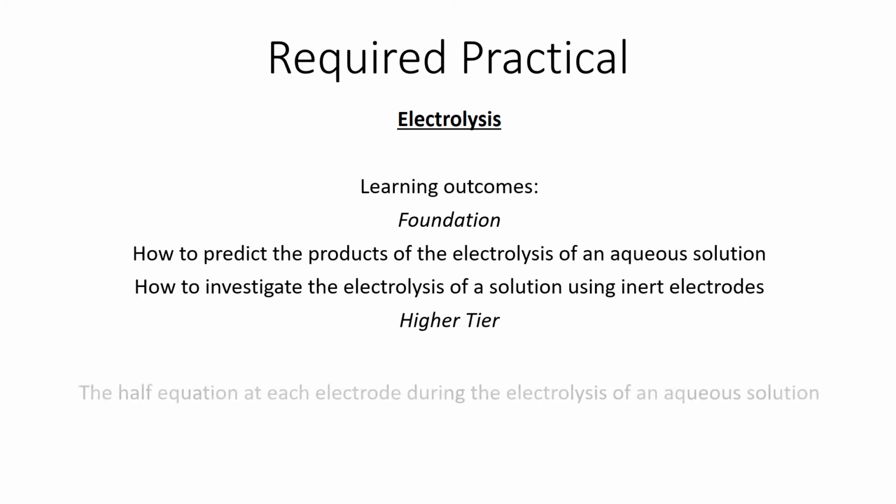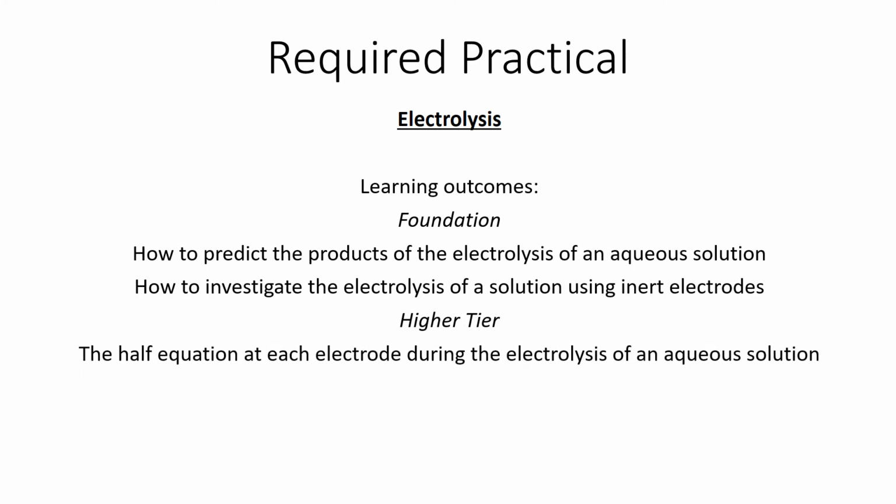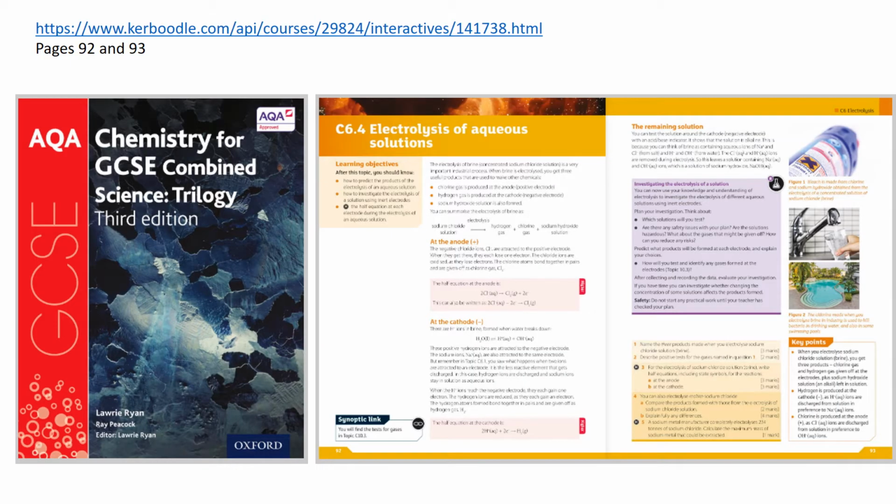And then for the higher tier, they're looking for a little bit more detail. They're looking for how to write those half equations for the reactions that are occurring at the electrodes when we've got an aqueous or molten solution. So again, as always, if you want to look up the information in the Caboodle textbook, you can use your online account, pages 92, 93, and supplement your notes to this PowerPoint and my dulcet tones.